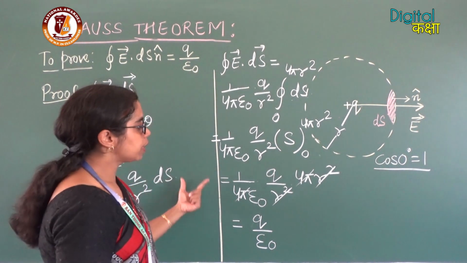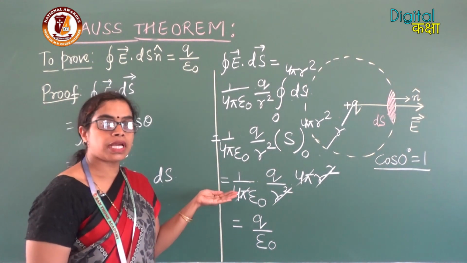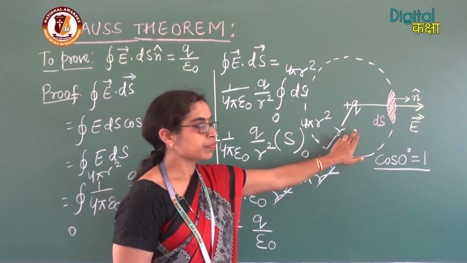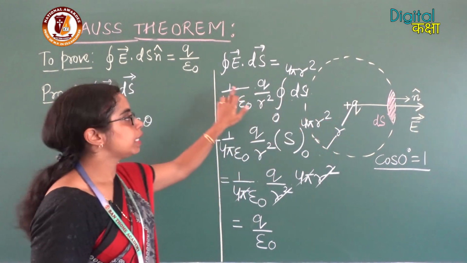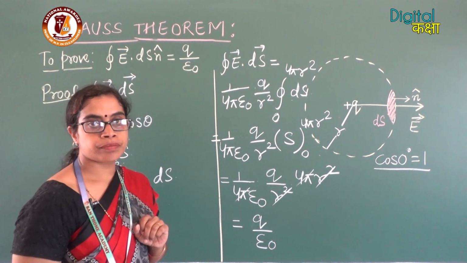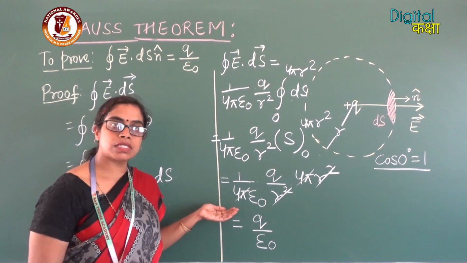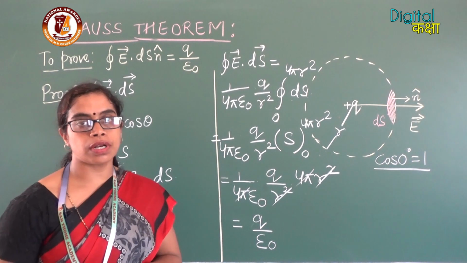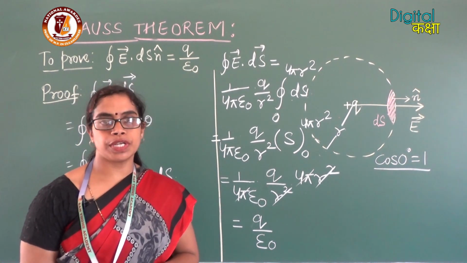So this way we have seen the proof of Gauss theorem with the help of a unit positive charge. Since here there is a single charge taken, that is why in the RHS it is q upon epsilon naught. Hope this concept of the electric flux and the statement as well as the proof of Gauss theorem is clear to all of you after watching this video.